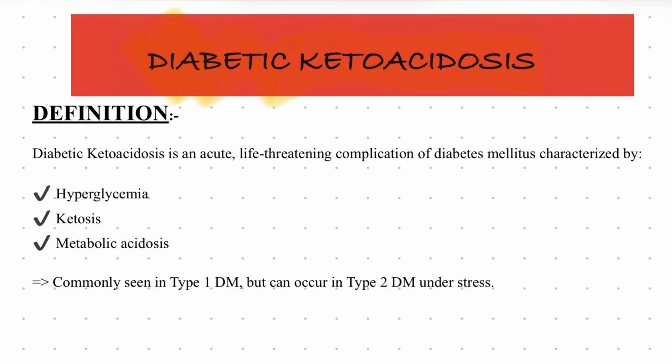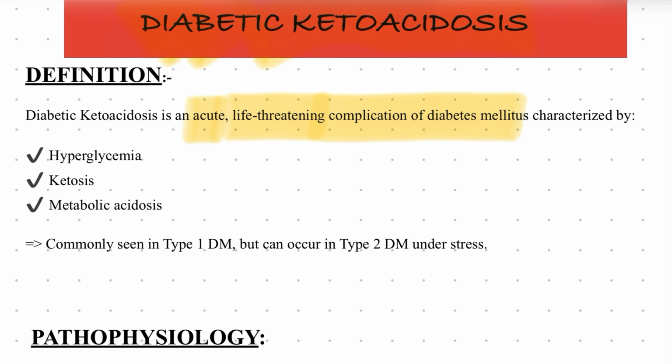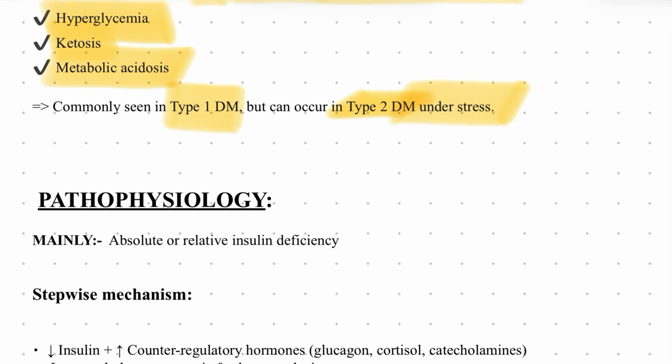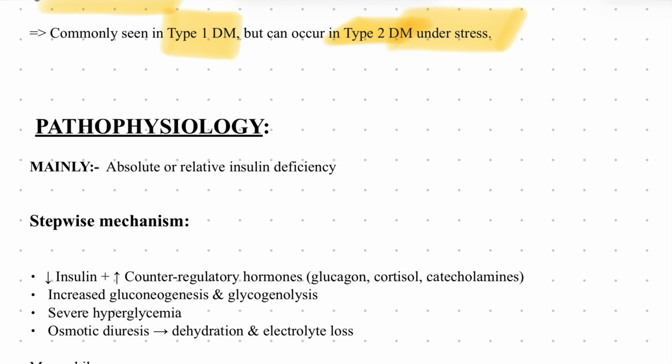Okay, let's dig into it. So, what is diabetic ketoacidosis? Definition, it goes like this. It's an acute, life-threatening complication of diabetes mellitus. It is characterized by hyperglycemia, ketosis and metabolic acidosis. Most commonly it is seen in type 1 diabetes but can also occur in type 2 diabetes mellitus under stress. Then coming to pathophysiology, mainly it is related to absolute or relative insulin deficiency.